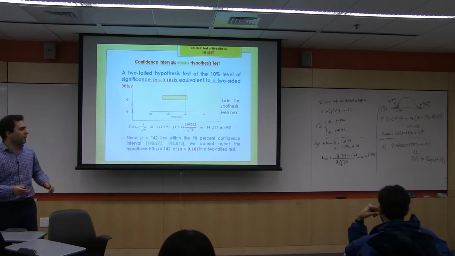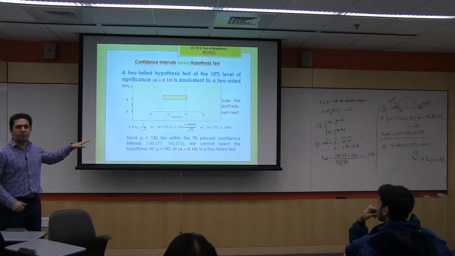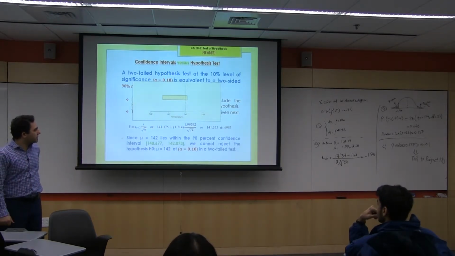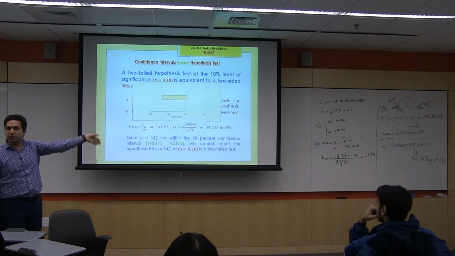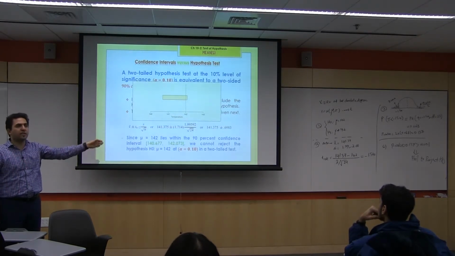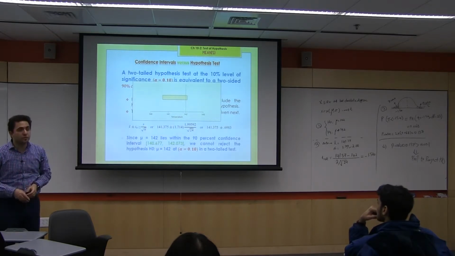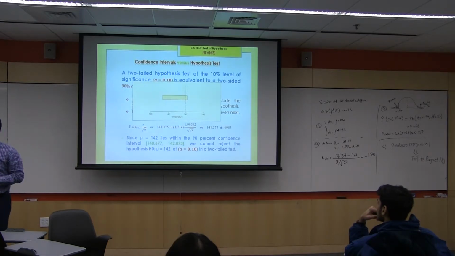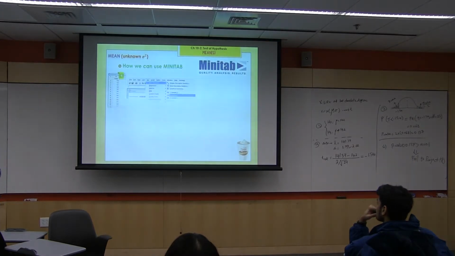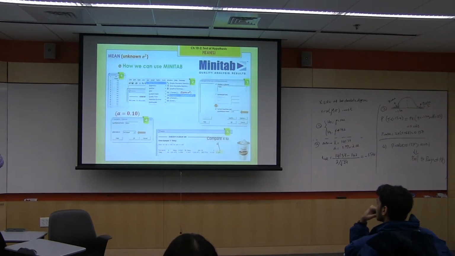So one more time, if I consider the confidence interval for the same problem, I'm getting the range of 140.6 and 142.07. Since this range, as you can see on the graph, includes 142, we fail to reject the test. We can say the mean could be 142. So that shows the relevance of the test of hypothesis and the confidence interval. Also, if you're interested to know how to use Minitab, I have a slide in here, but I believe you prefer to use R because that's the main software for us to use in this class.